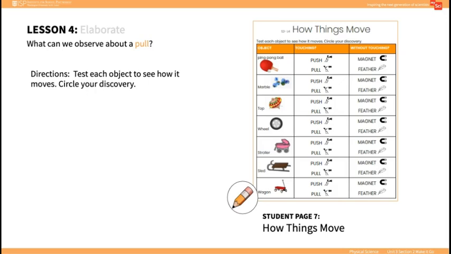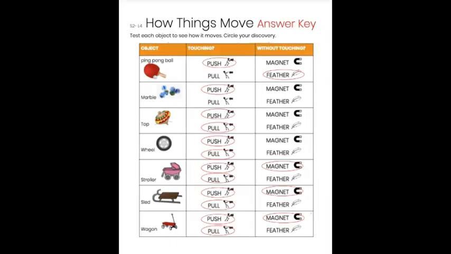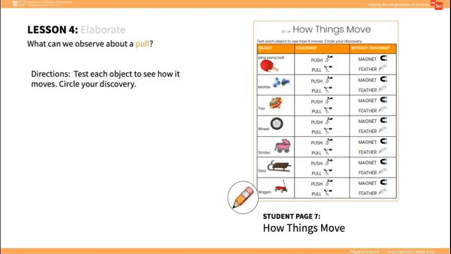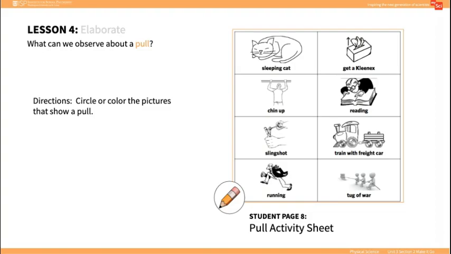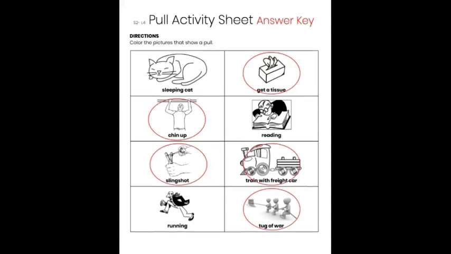Then direct students to complete Student Journal page 7 shown here, How Things Move. A teacher key is also provided on teacher page 12. As students may not have the exact same results, it may be helpful to circulate so that they can provide evidence and reasoning for their answer choices. Next, direct them to Student Journal page 8, Pull Activity Sheet, shown here, to circle or color pictures that show a pull. Students may need some support determining what's happening in each picture. Teacher support is provided on teacher page 13.